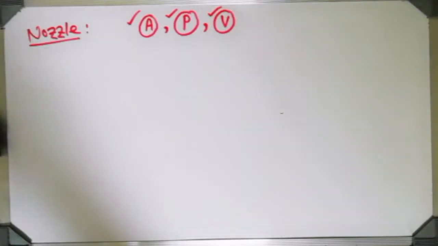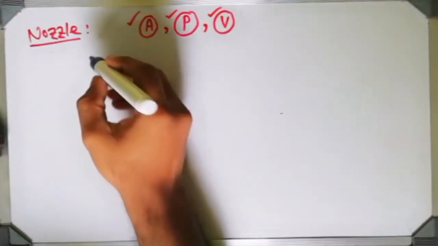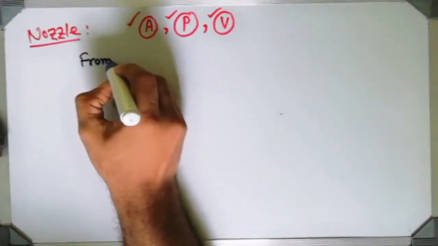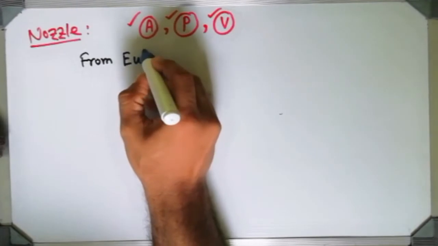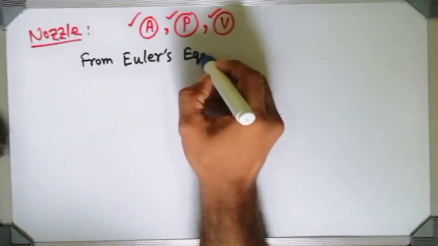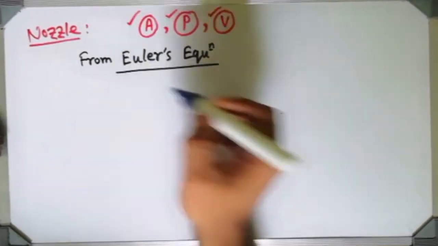So, to derive the governing equation of nozzle, we first have to use Euler's equation. I know that you people may not have any idea what Euler's equation is. Do you know what Euler's equation is? Have you heard this name before?